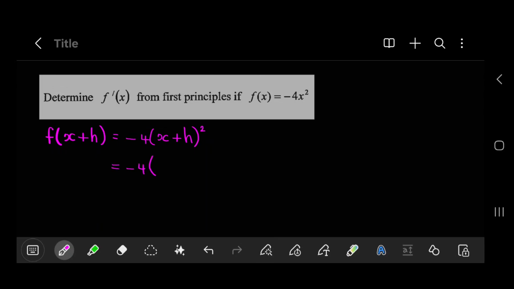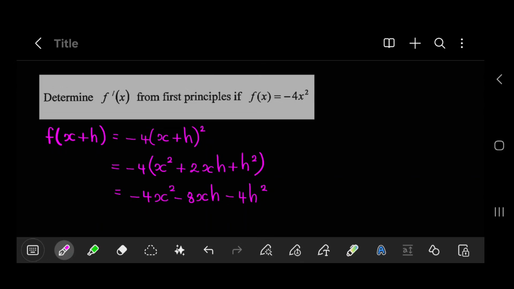So in this bracket, we've got a binomial squared, which is going to result in a trinomial. To get the first term, we square the first term. To get the middle term, we multiply both together and we times by 2. That gives you plus 2xh. And to get the third term, you square the second term, so h squared. Now we can take that negative 4 and multiply into the bracket with all three terms, giving us negative 4x squared, negative 8xh, and negative 4h squared.